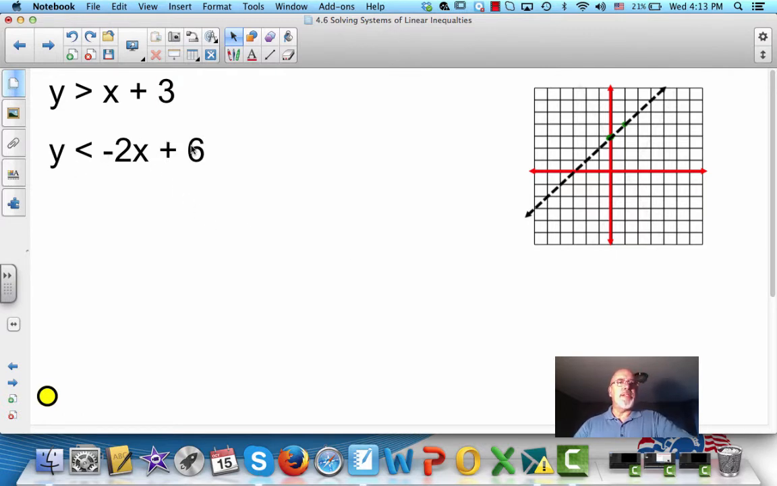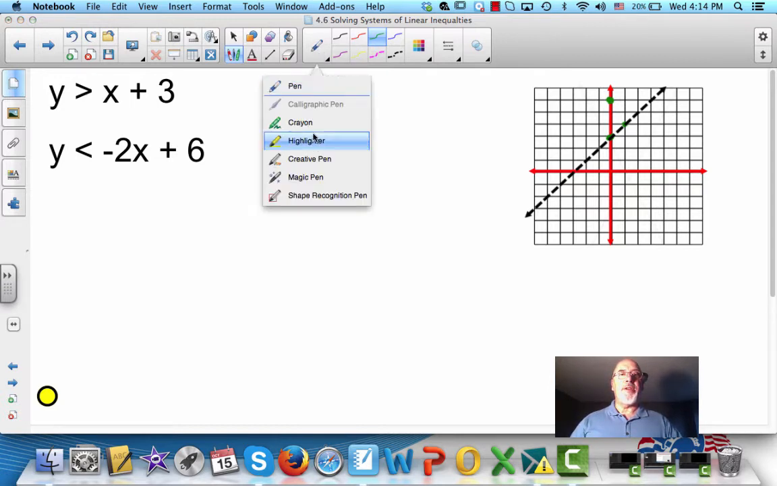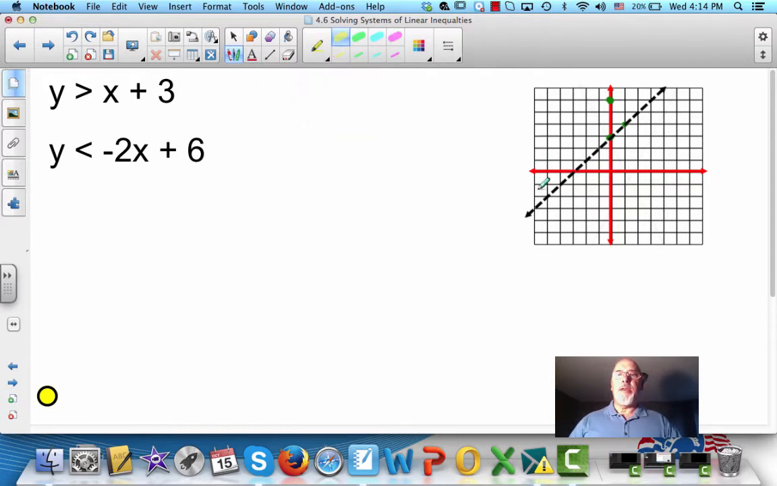Now the second one says the y-intercept is 6. So we'll come over here and we'll put our dot at 3, 4, 5, 6. There I go again. I forgot to shade it. It says greater than. Where are we going to shade? We're going to shade above, right? So let's get a color, yellow, and we shade above the line. Very good. I hope that you did that.